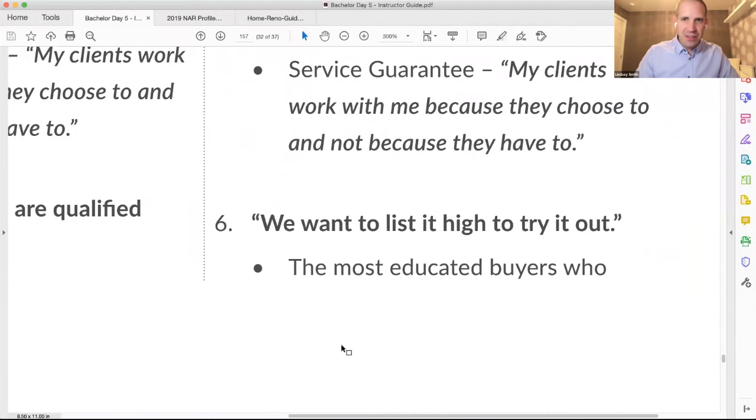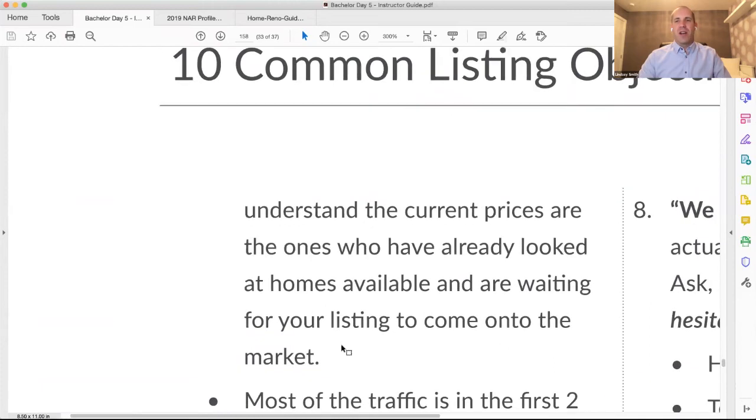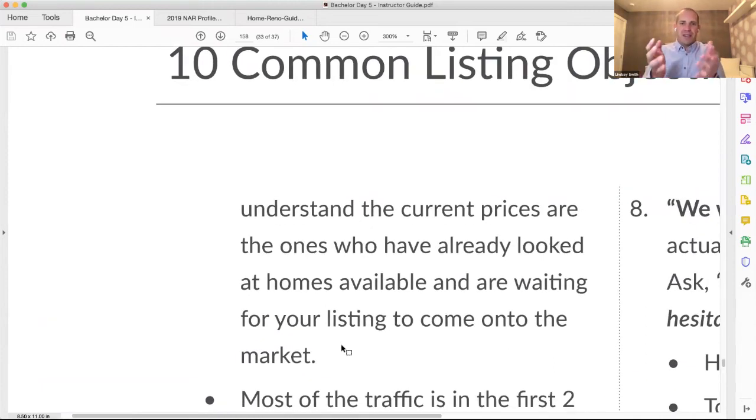All right, number 6, we want to list it high and to try it out first. Well, the gist here is that the initial set of buyers are the most educated buyers, and they understand the current prices because they're the ones that have already looked at homes that are available, and they were waiting for your home to come on the market.